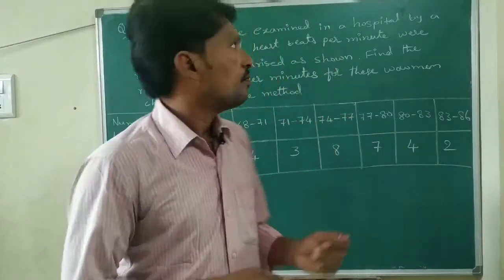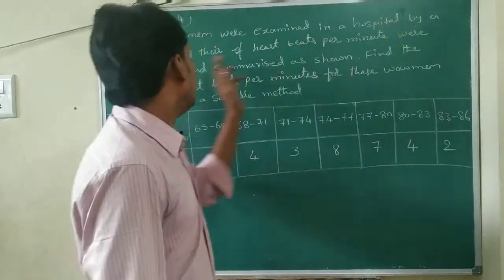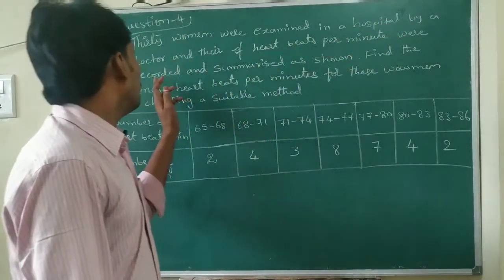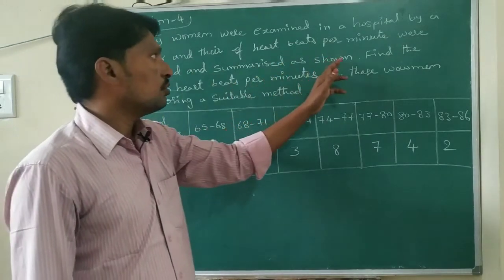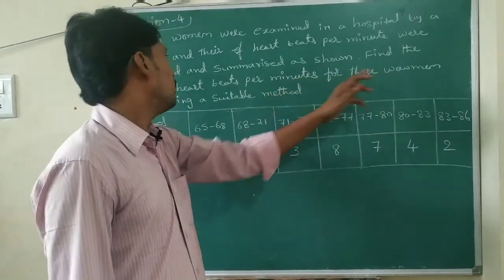The given problem is: 30 women were examined in a hospital by a doctor and their heartbeats per minute were recorded and summarized as shown. Find the mean heartbeats per minute for these women.